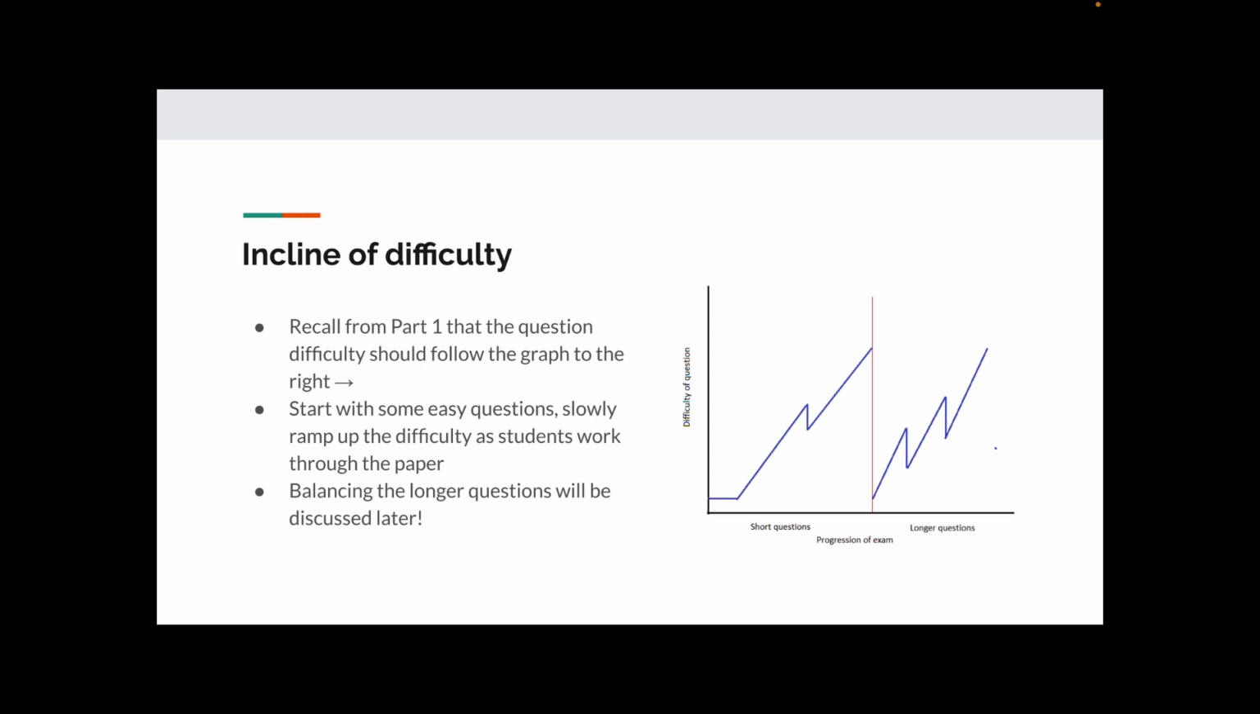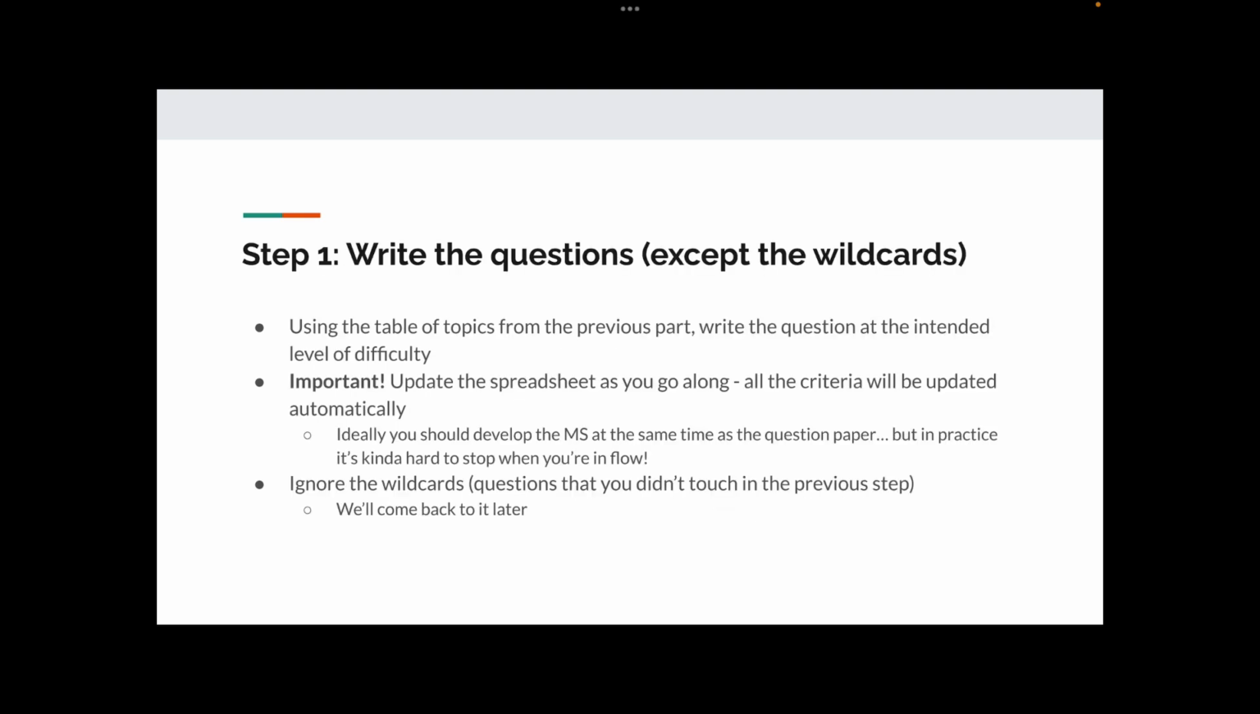For longer questions, we'll spend more time on that because they're trickier to write. Step 1, write the questions. So using the table of topics that you have developed in the previous part, it's now time to write the question at the intended level of difficulty.